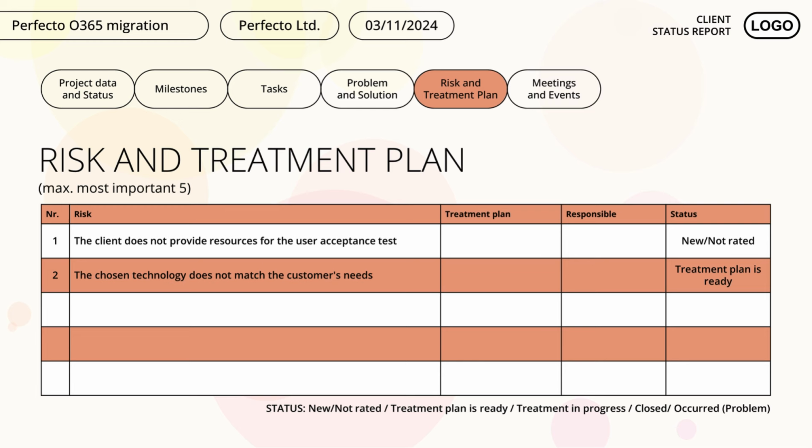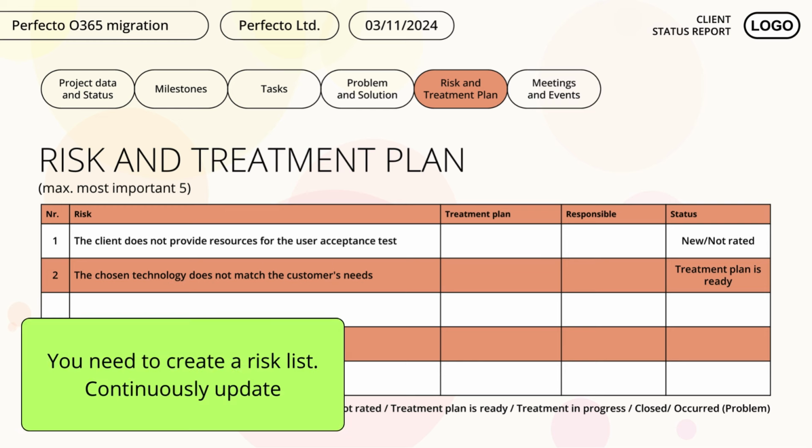From the very beginning of the project, we should create a project risk list. This list should be continuously updated and the risks should be evaluated based on their probability of occurrence and impact. These two factors determine the risk value of each risk, which allows us to prioritize them.